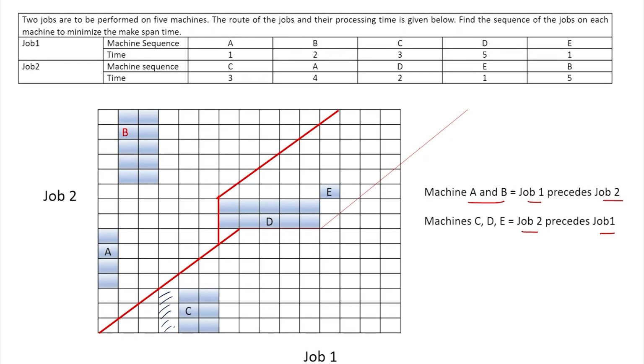So, we are able to define the sequence of the jobs at different machines. On machine A, job 1 and then job 2, job 1, then job 2, whereas on machine C and D and E, job 2 and then job 1.